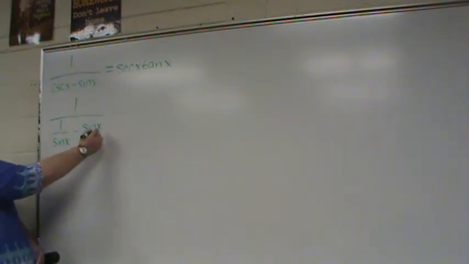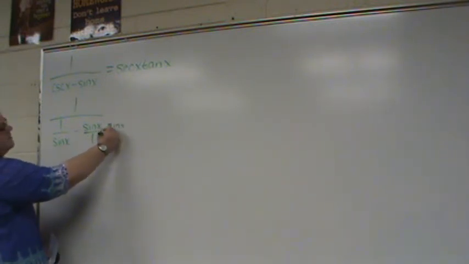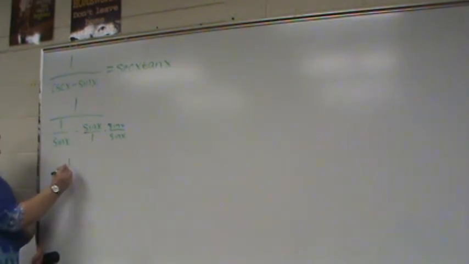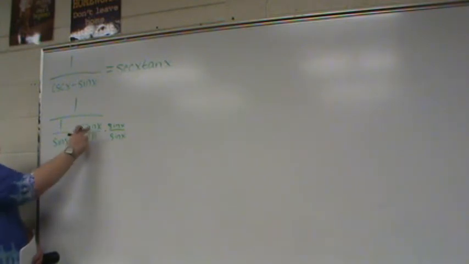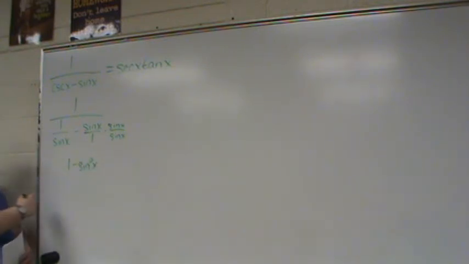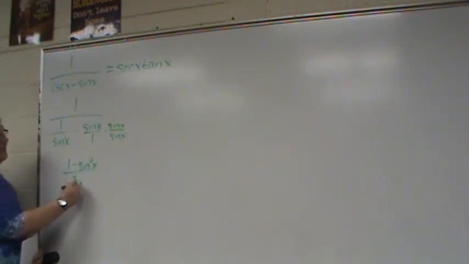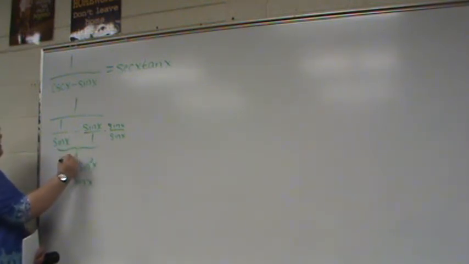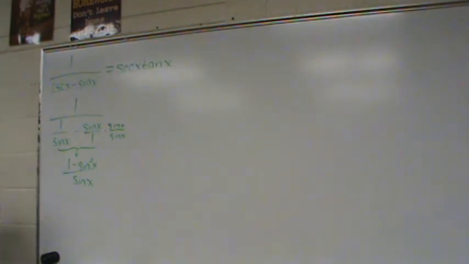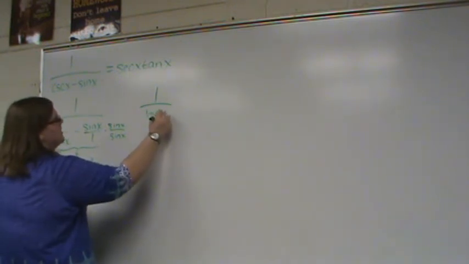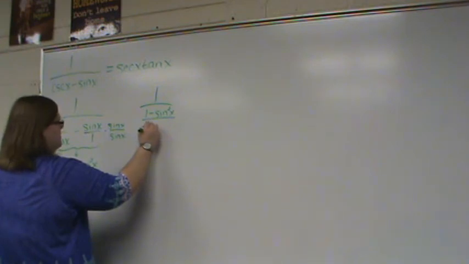So I have to multiply this one by sin x over sin x. So I'm going to have 1 over sin x minus sin x times sin x, which is sin squared x, and that's all over sin x. So that's what that bottom becomes. Now if I rewrite this as the complex fraction that it is, I have 1 over 1 minus sin squared x over sin x.